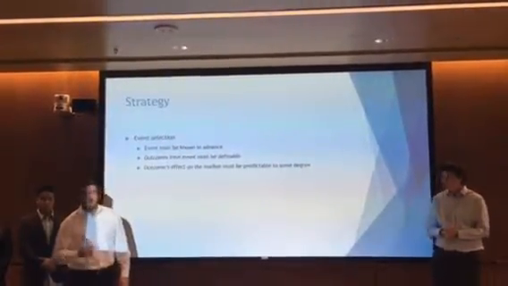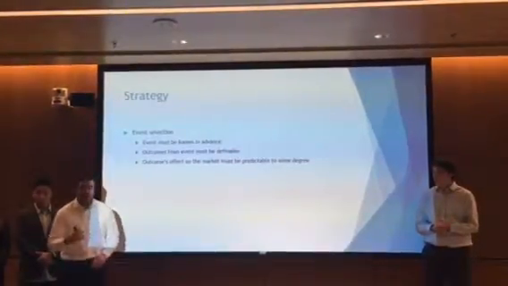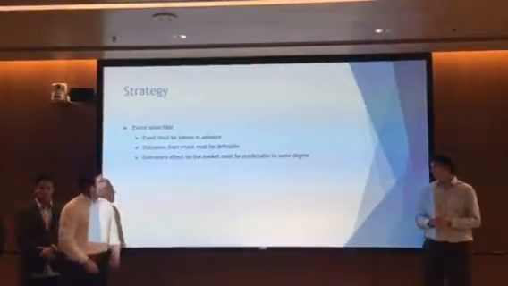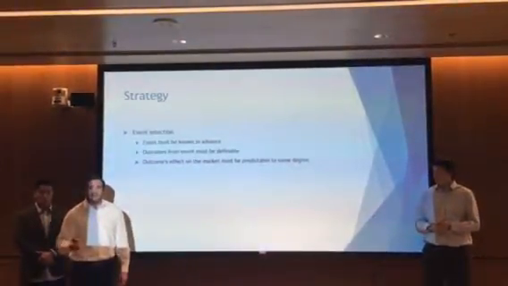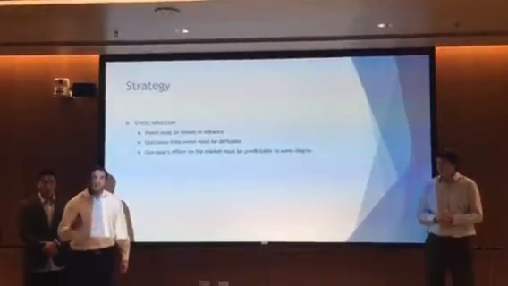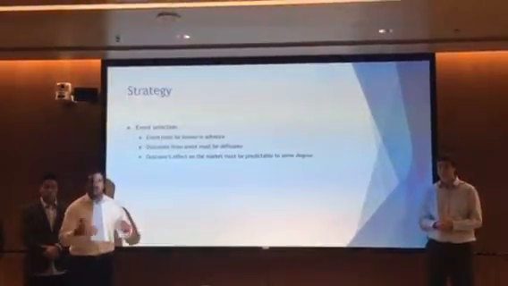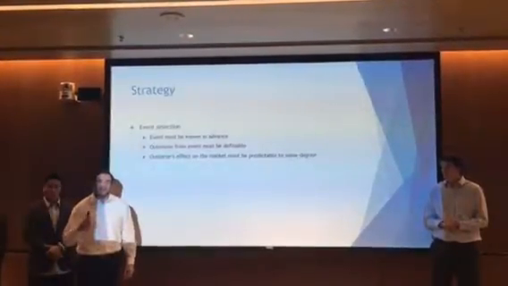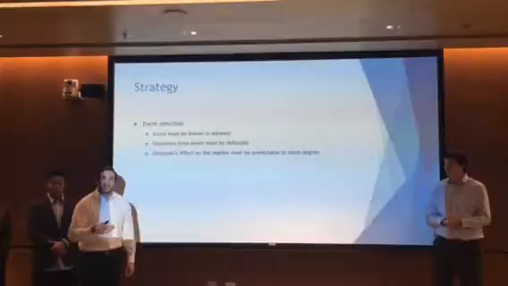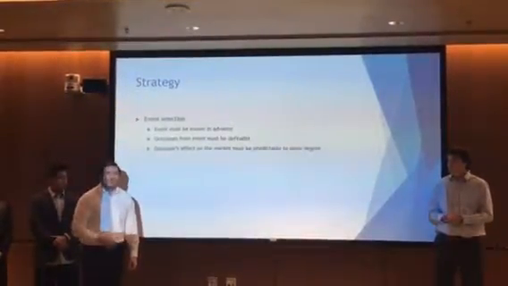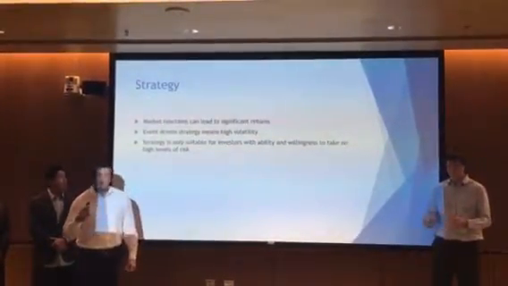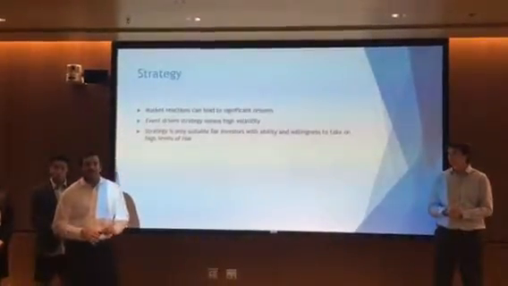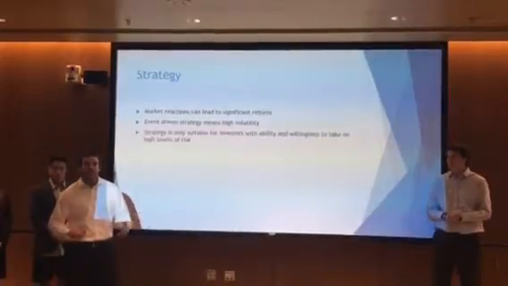In order to select an event, the event has to be known in advance so that we can set up our portfolio in a way that can profit from the event occurring. The results of the event had to be definable. This is something like a presidential election where either Trump or Clinton could win. We would know the two outcomes in advance. And once we know the outcomes, we have to know how the market's going to react to those specific outcomes in order to trade against them. This event-driven strategy can lead to significant returns, but it can also lead to large losses. So it's not for a risk-averse investor.